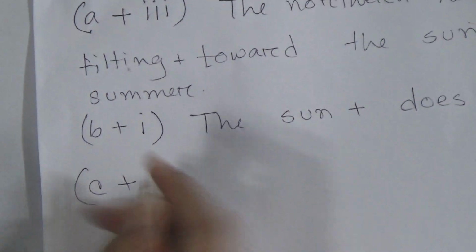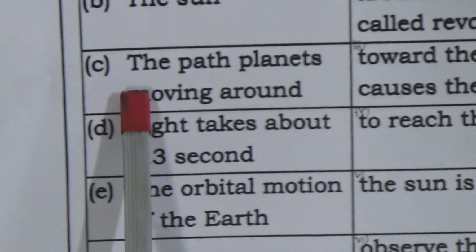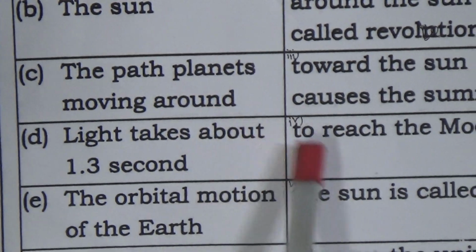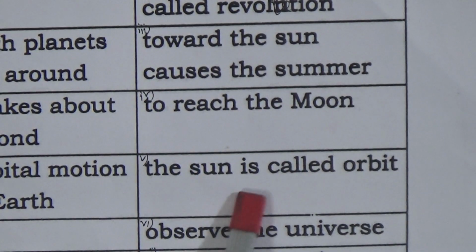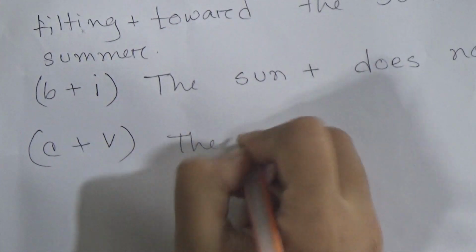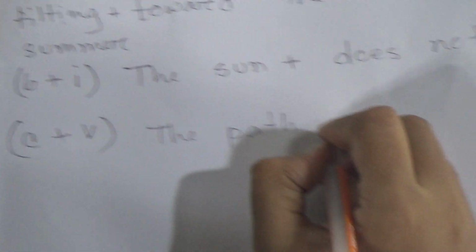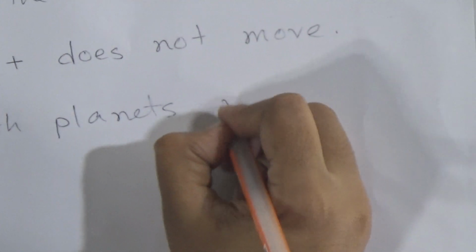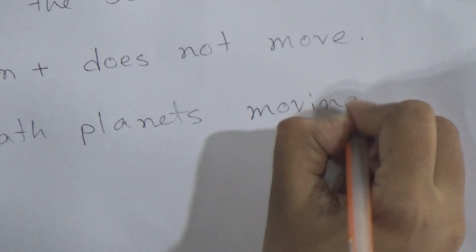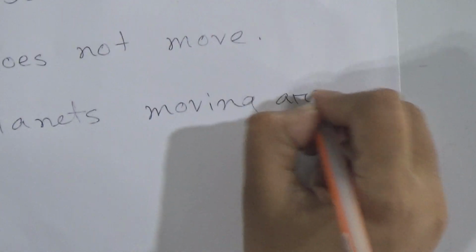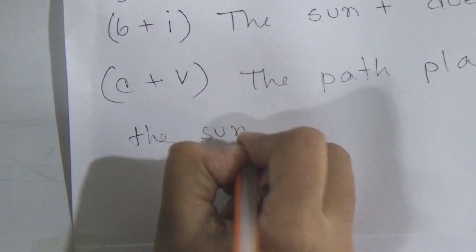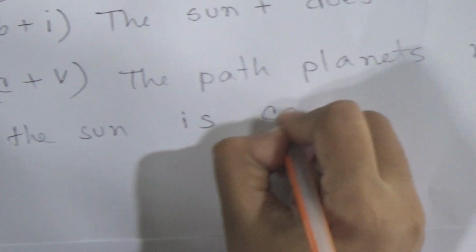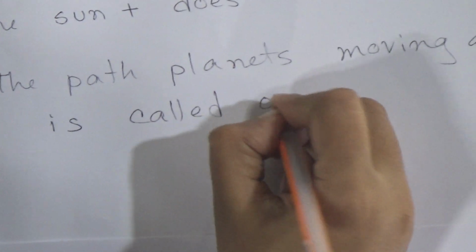Now I will match C, the path of planets moving around. It will be matched with 5. The sun is called orbit. The path of planets moving around the sun is called orbit.